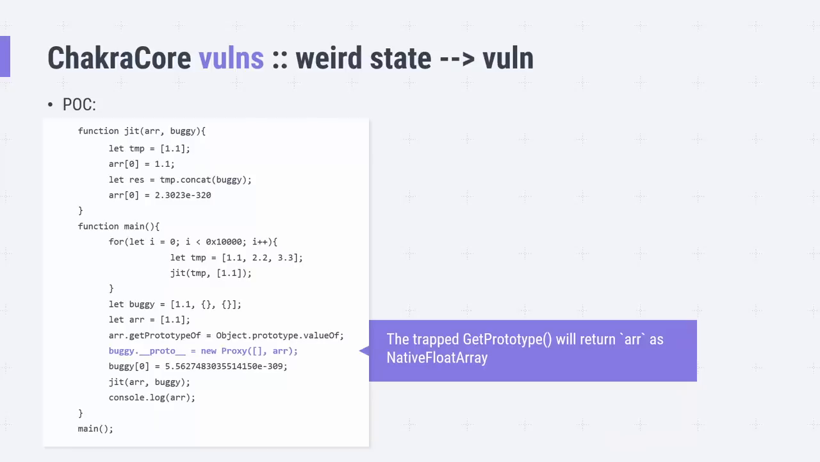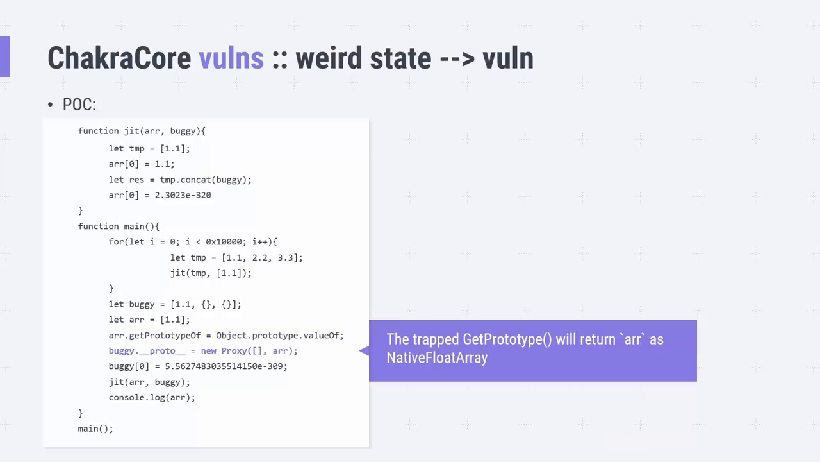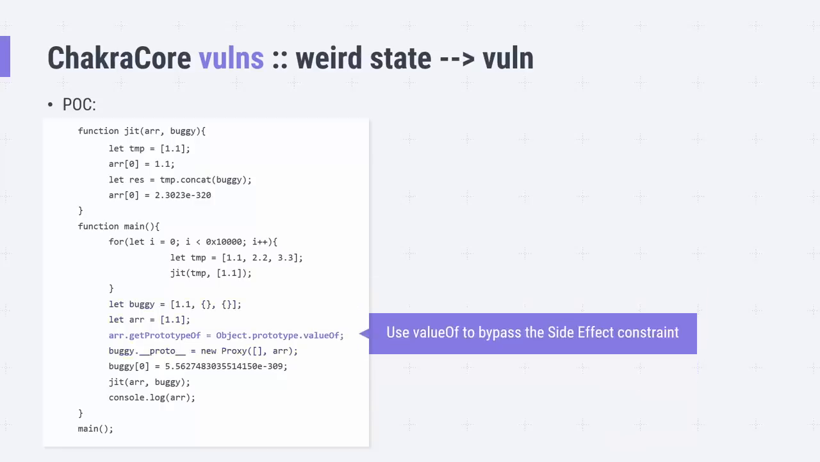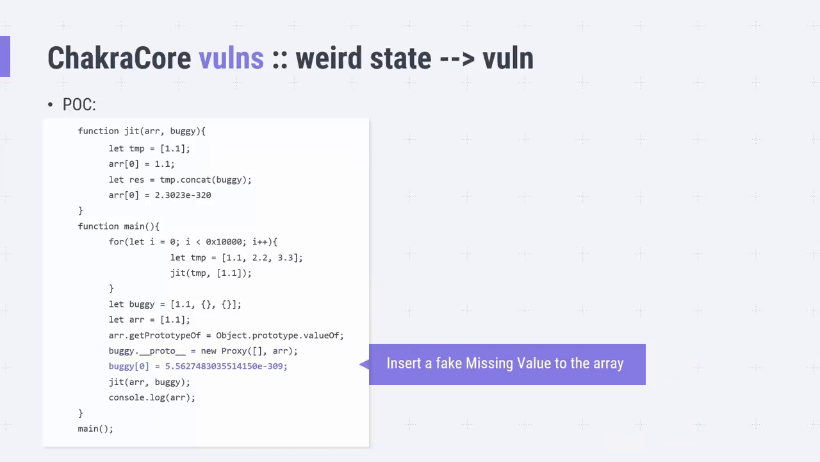So if you notice on the line before, whenever getPrototype is called, we call valueOf. And if we loop through the prototype chain and valueOf is the getPrototype, the return value is going to be arr, which is a JavaScript native float array, as you can see here. This allows us to essentially have a native float array, even though there shouldn't be any of those in the prototype chain. Next thing we do is we define the missing value constant, and by doing so, we still have the has no missing values flag for buggy set to true. This is the interesting part because this is where the mismatch takes place. So we have a missing value, but we don't have the flag set to true.